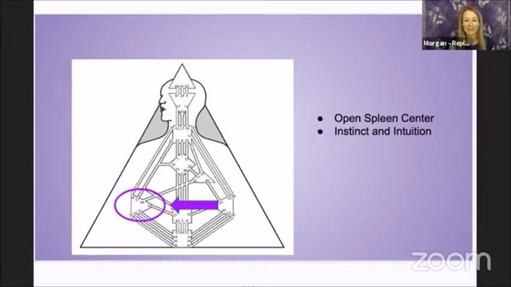So just stop sharing the slide here. There we go. I have an open spleen center, or undefined spleen, with the gate 57, which Lucy's going to talk a little more about. So that's a lot of intuition coming in and out, but it also comes in many forms.